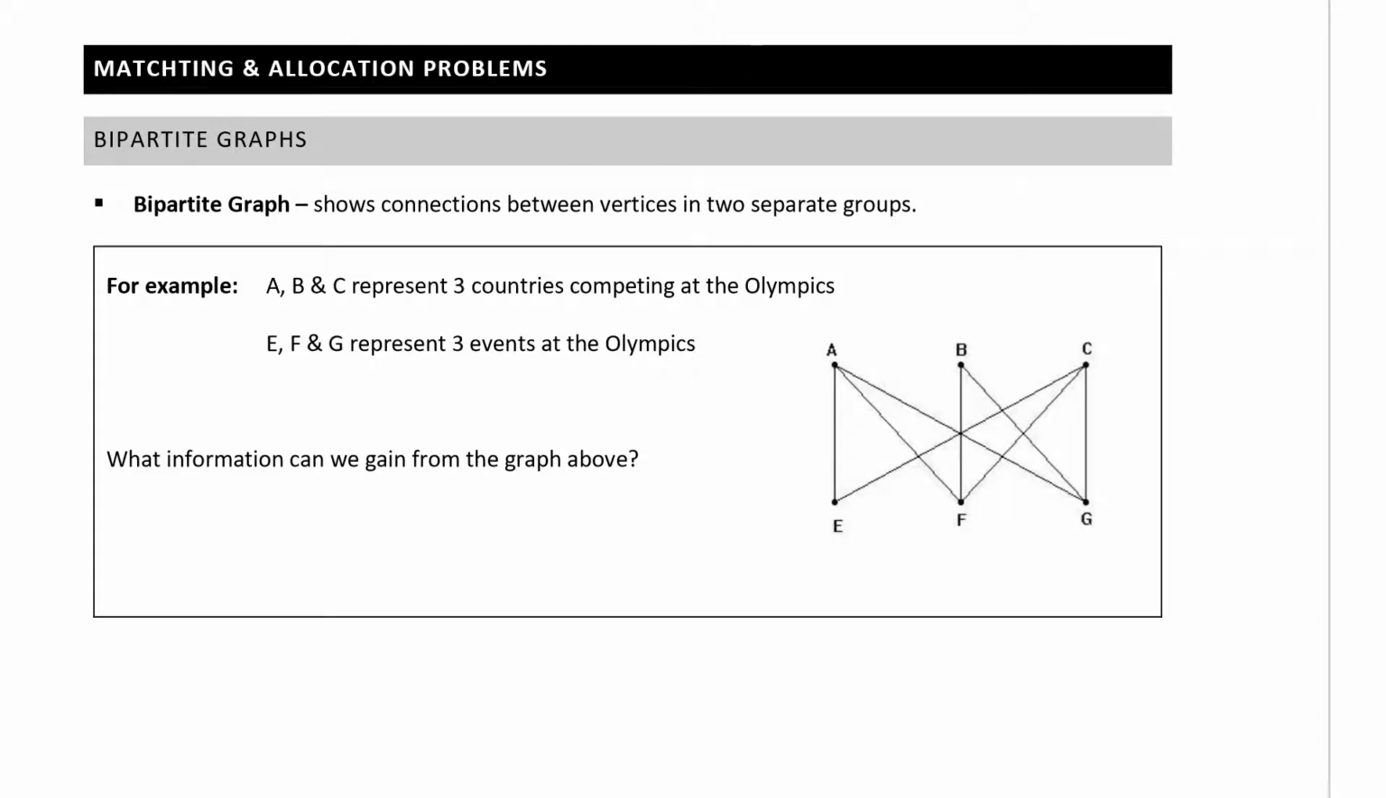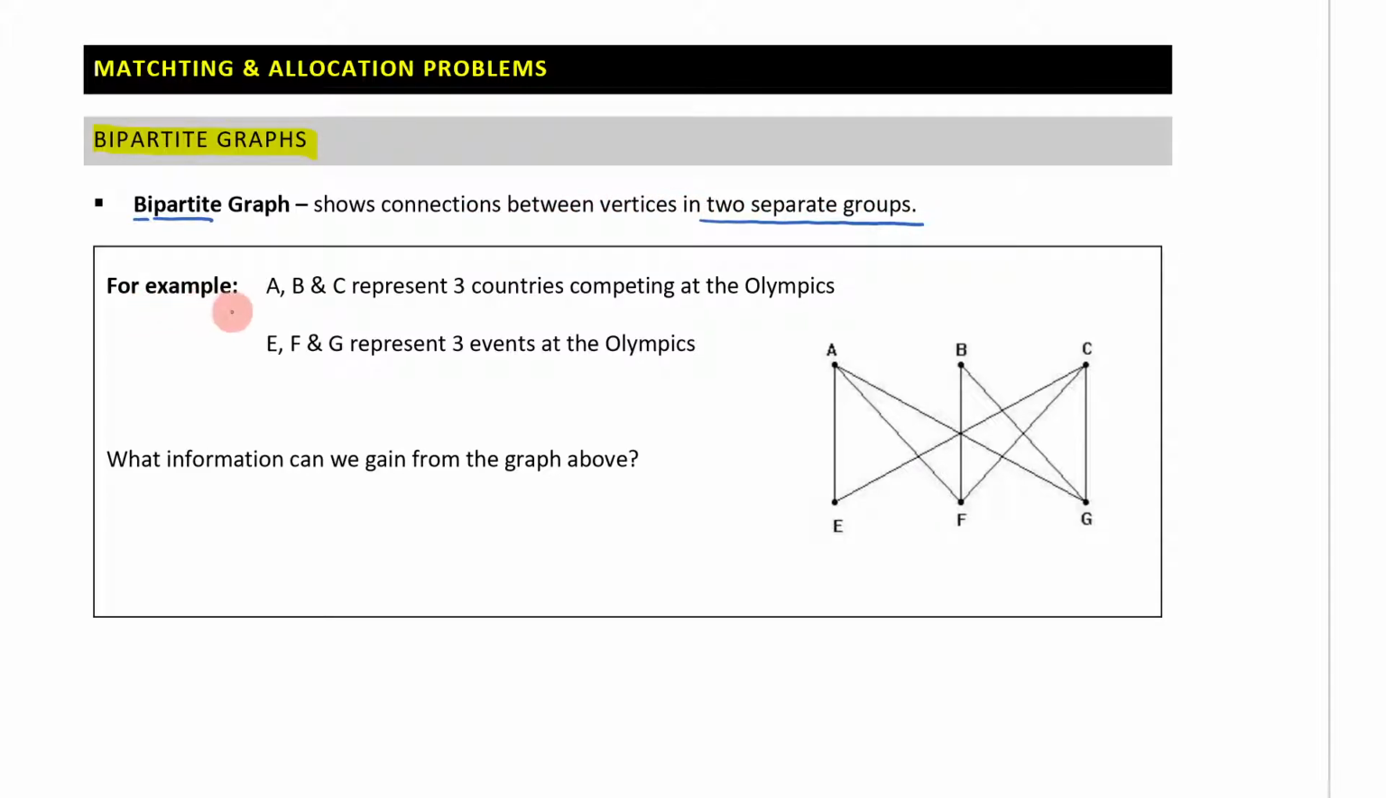Welcome. So in this lesson, we're going to be talking about matching and allocation problems, and we're going to begin by speaking about bipartite graphs. So hopefully, just by looking at the word bipartite, you can see two different things in there. Bi means two, and partite means parts, so two parts. So a bipartite graph shows connections between two vertices in two separate groups.